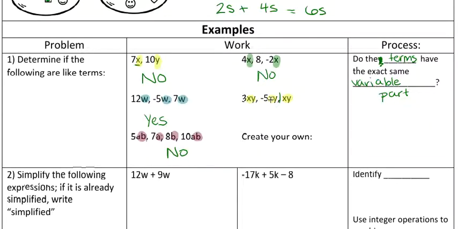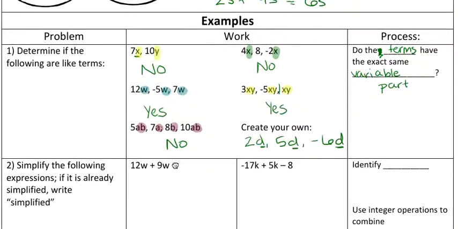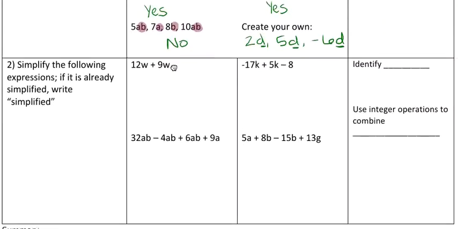Okay, so if I have 3, negative 5, and 1 in front of xy, xy is the variable part on each of those terms. So the answer would be yes. Okay, so now create your own. So let's do like 2d, 5d, negative 6d. Anything that has that same variable part, as long as they all match. That's what like terms are, when they all have the exact same variable part.